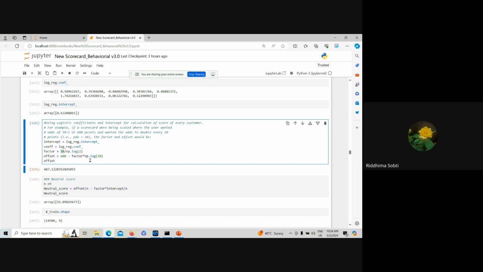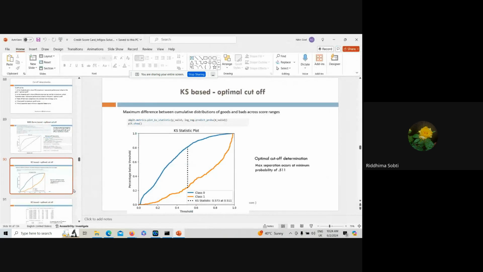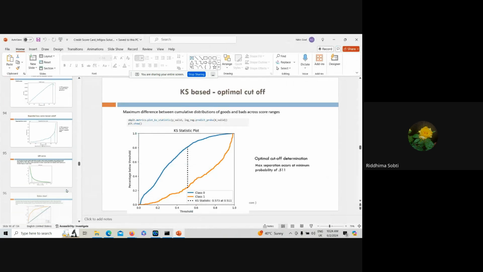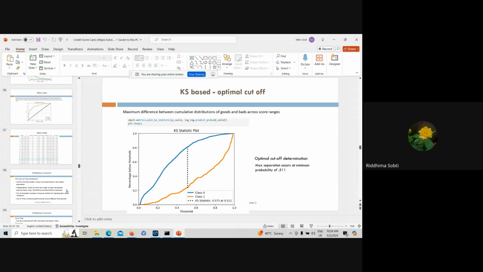Like, what is the role of PDO? Initially we will know an odds ratio at some score, like you have written 50 to 1 at 600 points.